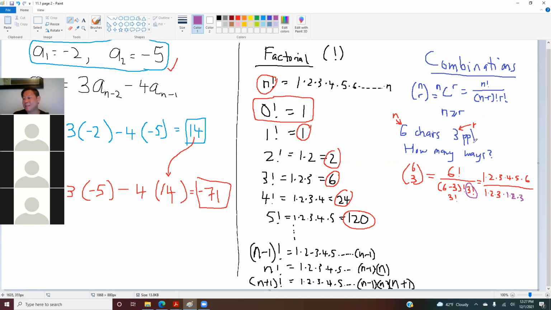And we can start canceling because they are multiplying. So the 1, 2, 3 can be canceled. The 1 is redundant because anything multiplied by 1 gives the same thing. And we know 2 times 3 is 6, so this 6 can be canceled with the other 6. So how many ways can you arrange these 3 people to sit on the 6 chairs? Your answer in this case is 20.